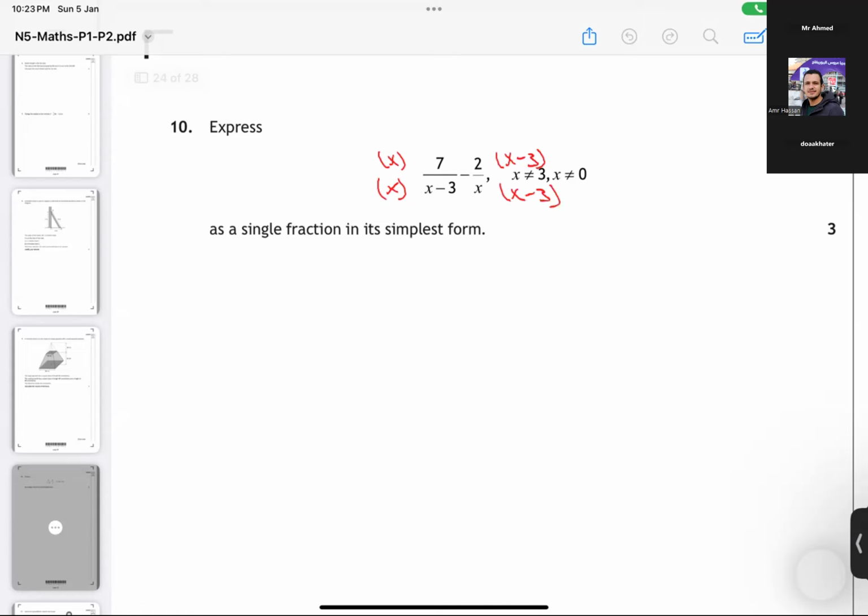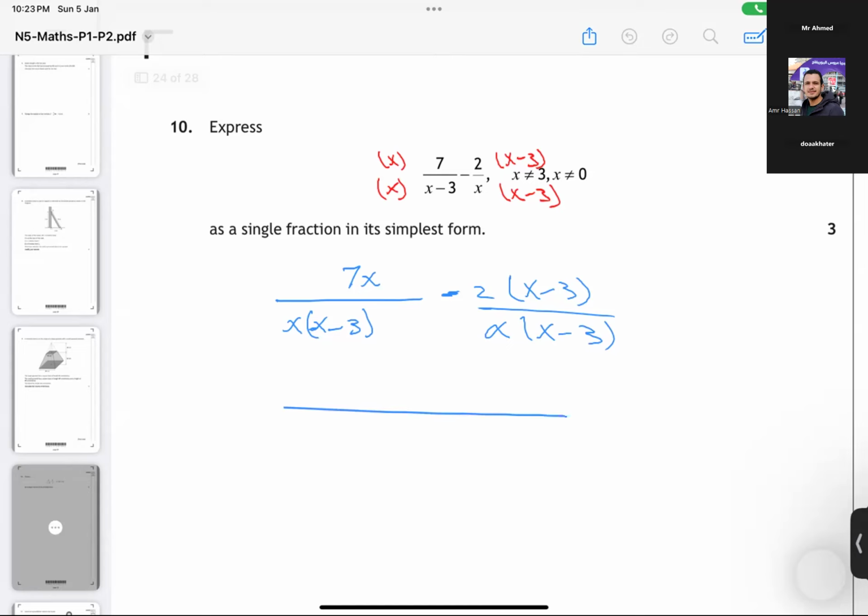Yeah, okay. So 7 times x, 7x, let me write it, over x multiplied with x minus 3. Here we have negative 2 multiplied with x minus 3, divided by x multiplied with x minus 3. I think we got the same denominator, right? Okay, this is the point. Let me continue.